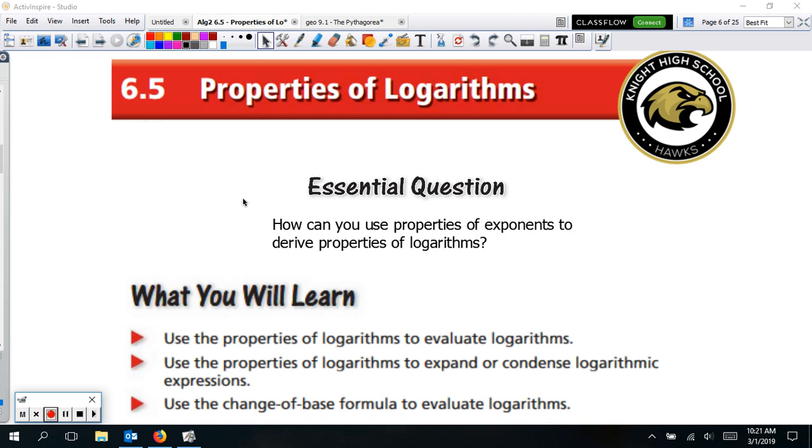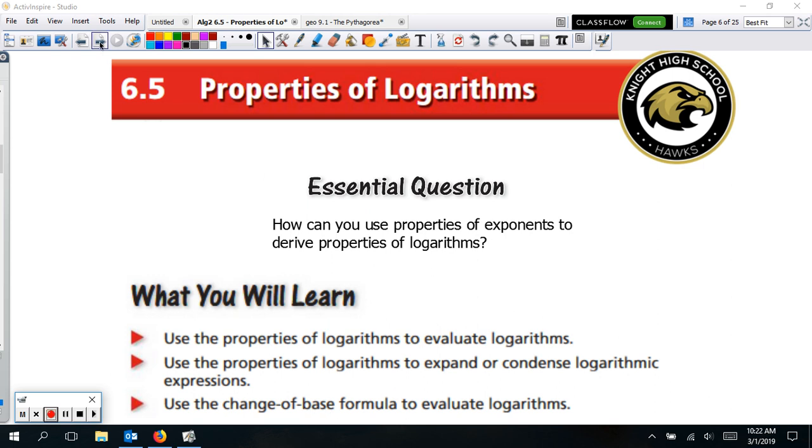So in this lesson, what we're going to be looking at is the properties of the logarithms. Just like with exponents, there's properties of exponents, there's also properties of logarithms. So we're going to use the properties of logarithms to evaluate some logarithms. We're going to use them to expand and condense log expressions or logarithmic expressions. And we're going to use this change of base formula as well to evaluate logarithms. Evaluate means, again, just calculate. We're calculating logarithms with a change of base formula. We use the calculator for that.